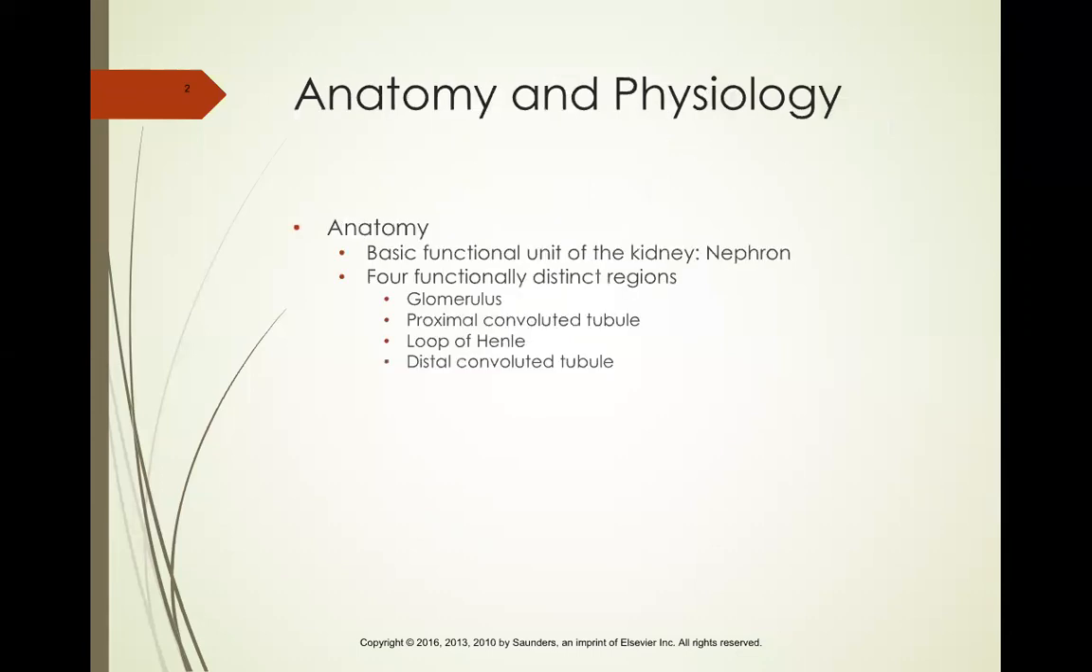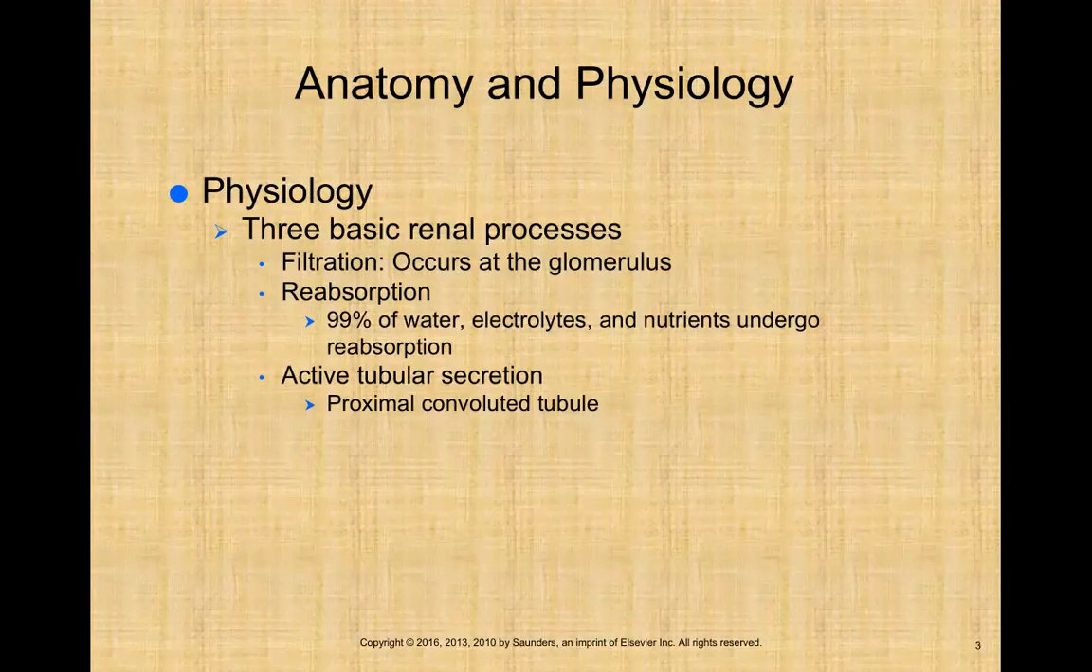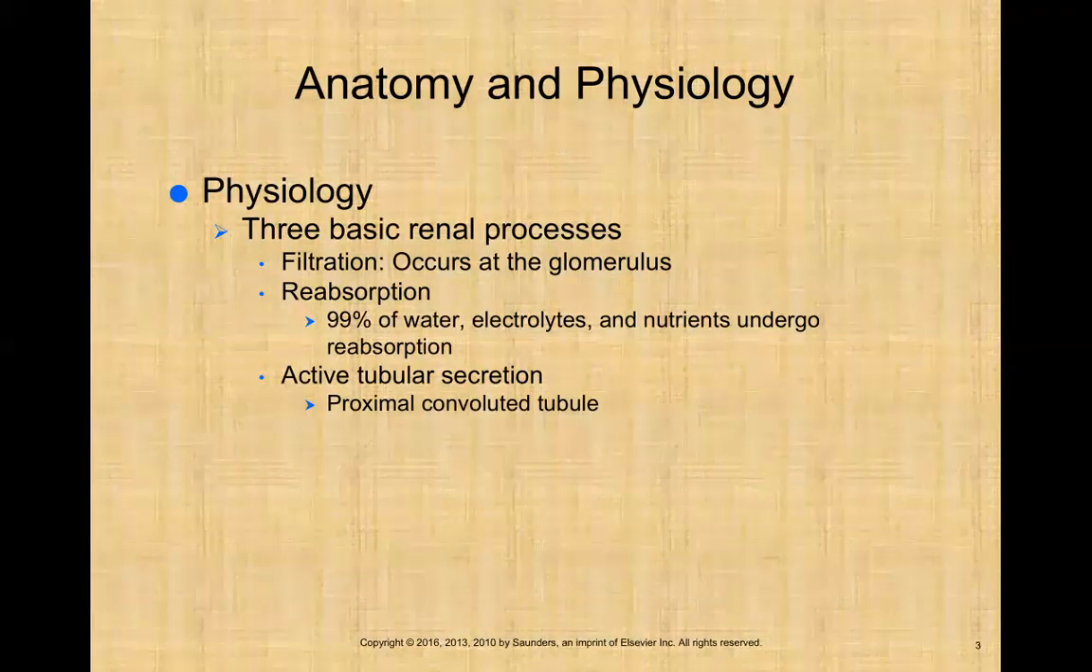The anatomy and physiology: the basic unit of the kidney is the nephron, and four functional regions are included: the glomerulus, the proximal convoluted tubule, the loop of Henle, and the distal tubule. The physiology that occurs is filtration at the glomerulus, which is otherwise known as your GFR, your glomerular filtration rate. And that's how they determine what level of kidney disease you're in.